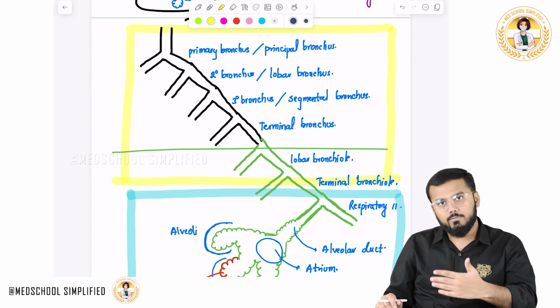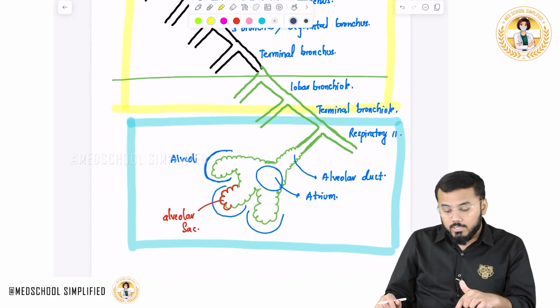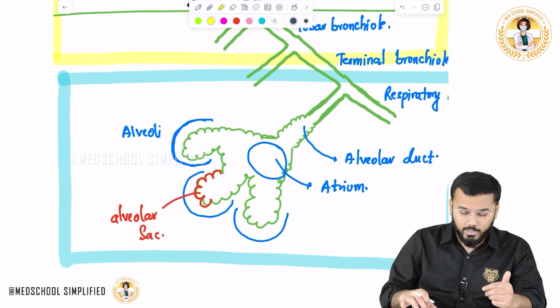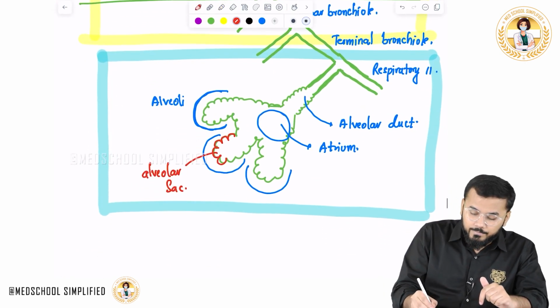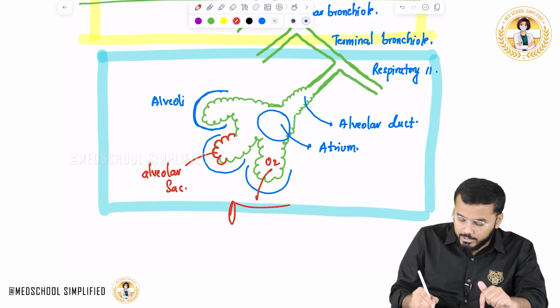One is called the conducting portion, which is on the top. It is only responsible for the conduction of air. And what is the use of the respiratory part? The respiratory part is responsible for the exchange of gases. This is the place where the oxygen is delivered into the tissues.